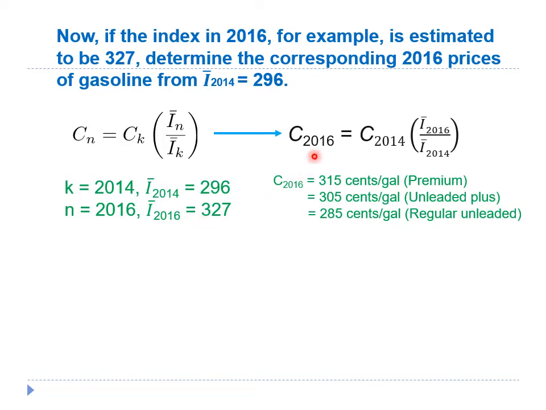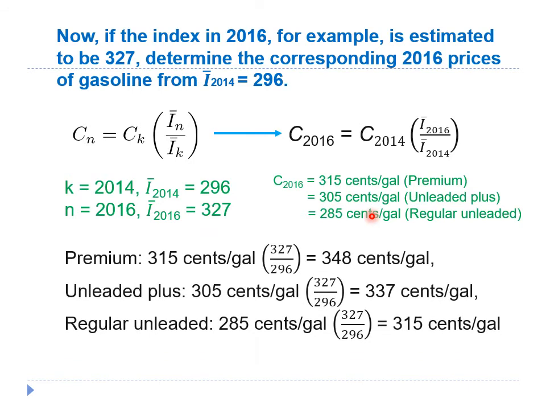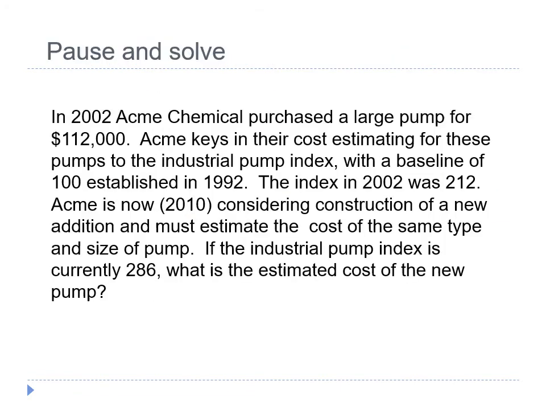C2016 here is the price of gasoline in 2016, and the prices for different types of gasoline are listed here. By substituting the values into the formula, you will get the price of the premium gasoline in 2016 equal to 348 cents per gallon, unleaded plus equal to 337 cents per gallon, and the regular unleaded equal to 315 cents per gallon.